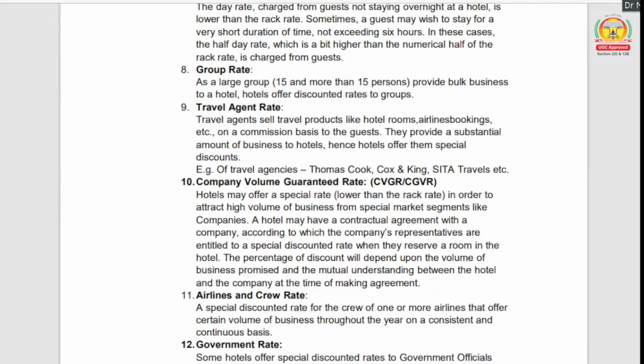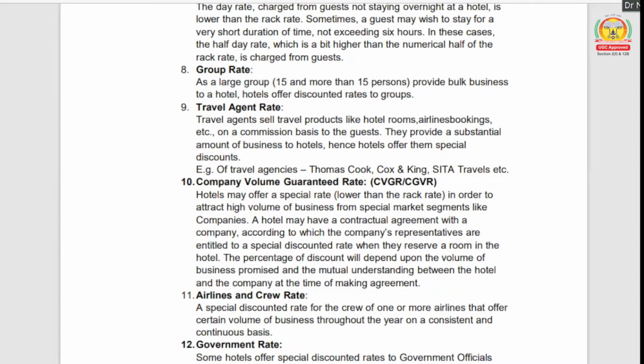For example, travel agencies called Thomas Cook, Cox and Kings, and Thetha Travelers are in high demand, and they are providing huge bulk reservations to the hotel. The commissions are fixed with the hotel per guest room.